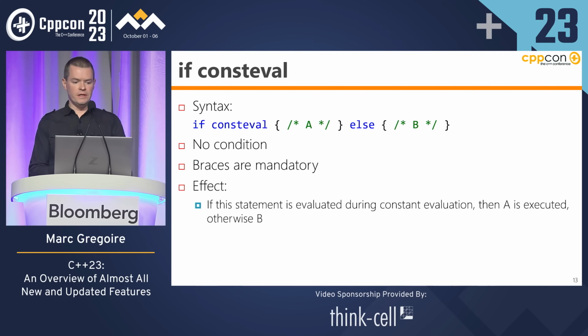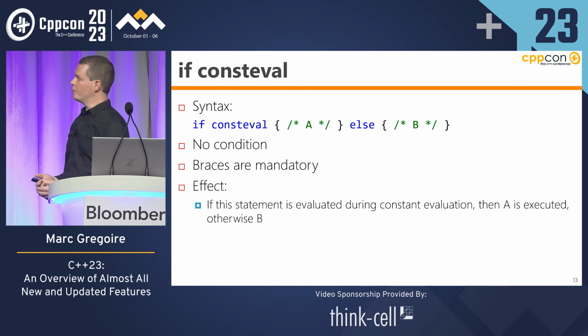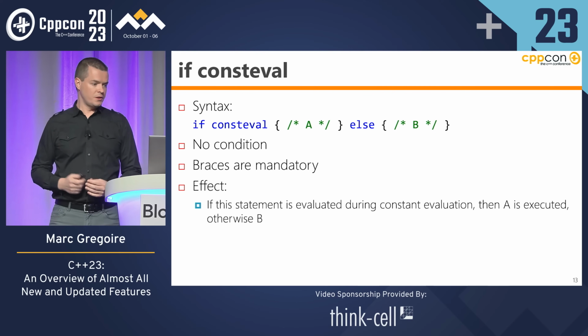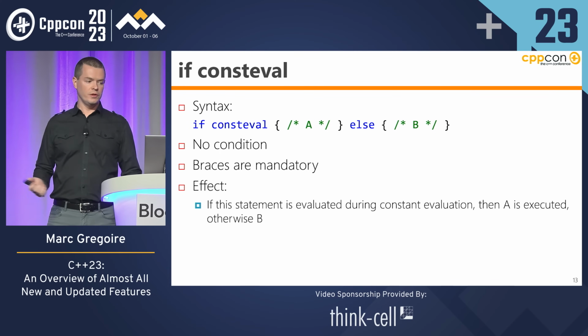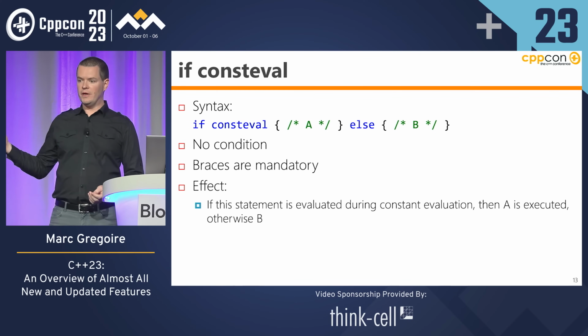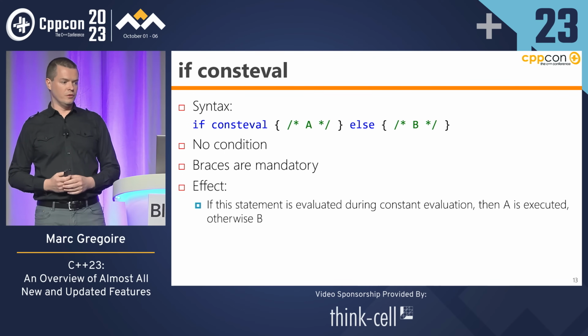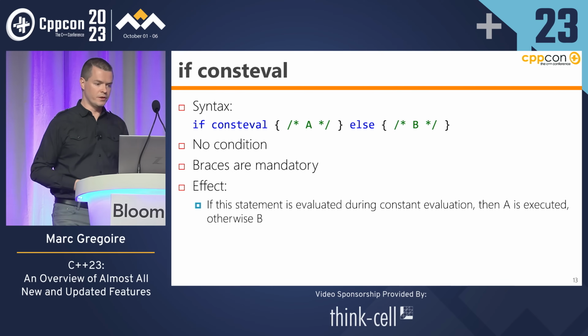Next one, if consteval. What is the syntax? It's straightforward. You just write if consteval A, else B. As you can see, there is no condition. It's just if consteval. The braces are mandatory. With a normal if statement, if there is a single statement, you don't need braces. In this case, they are mandatory.